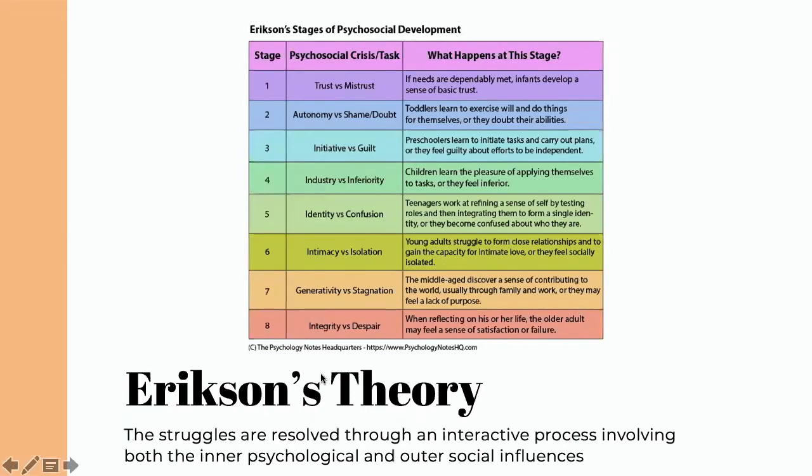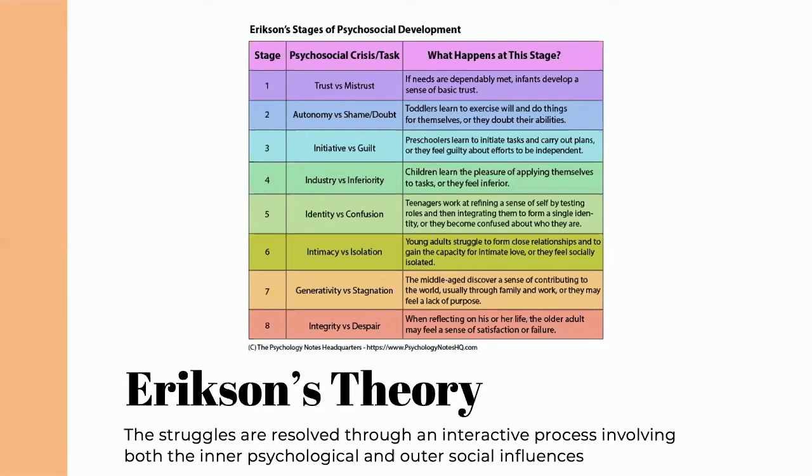So looking back at the stages, this chart right here goes into a little bit more detail. With the infant stage, which is the first stage from infant to 18 months, what happens in this stage is that they decide if needs are dependably met. If needs are dependably met, infants develop a sense of basic trust.